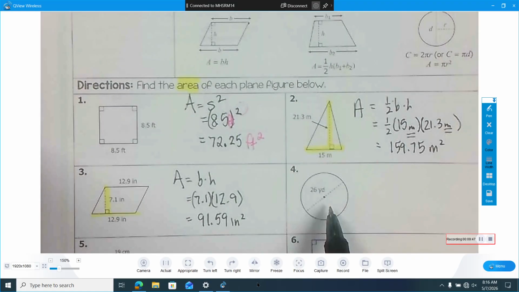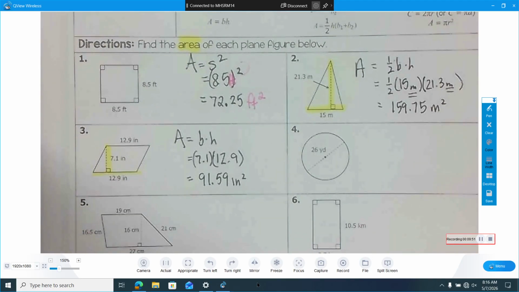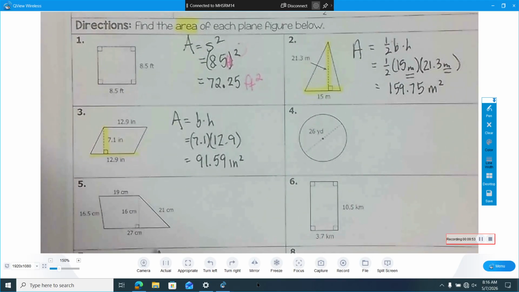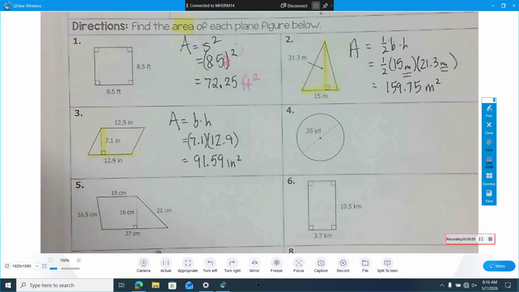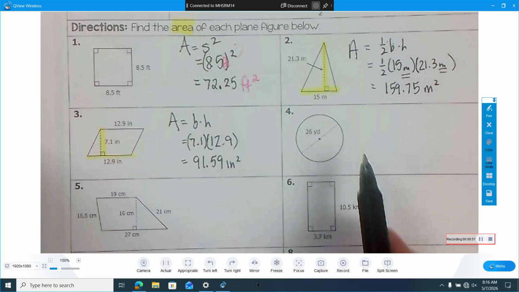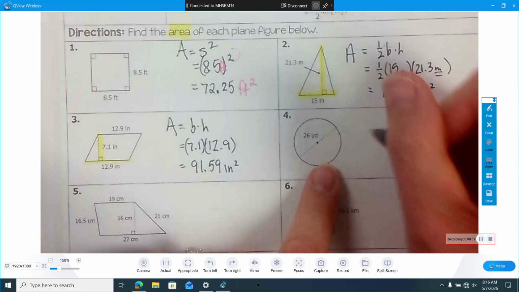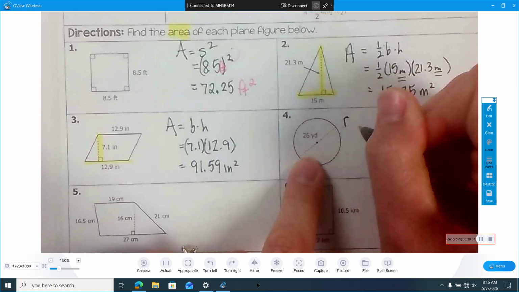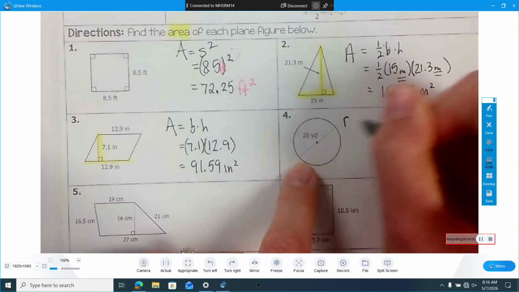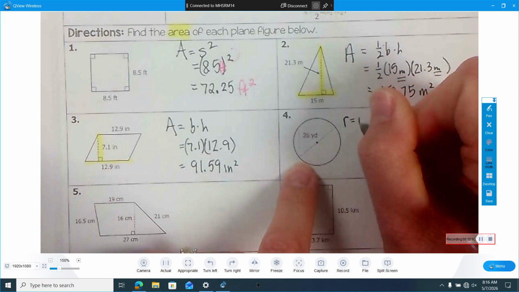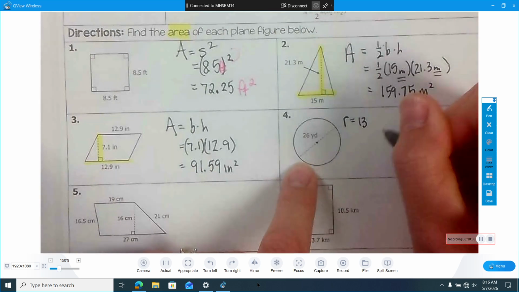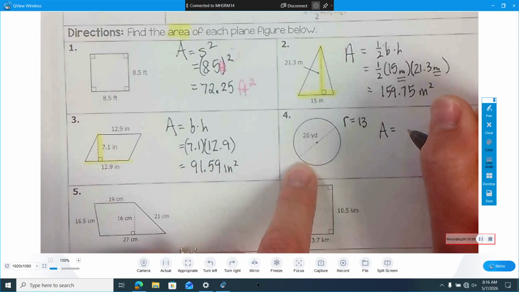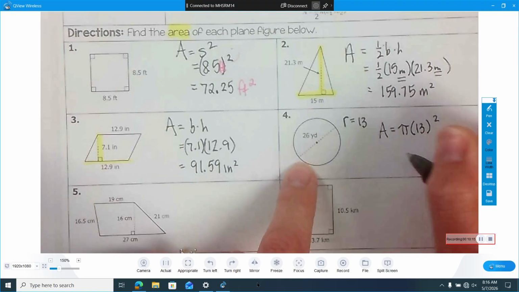We've done circles. What shape is number 5? Trapezoid. Oh, I wonder, let's go back to 4 for a second. 26 is a measure of diameter. What's the radius? 13, okay. And what's the formula for area? Pi r squared.